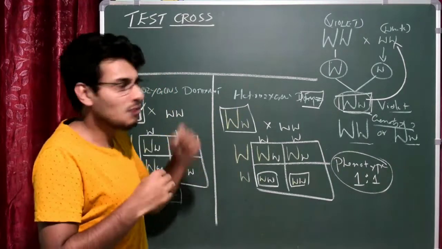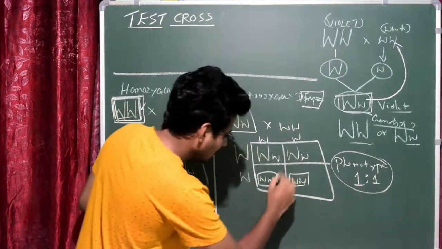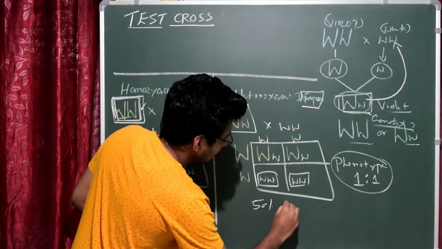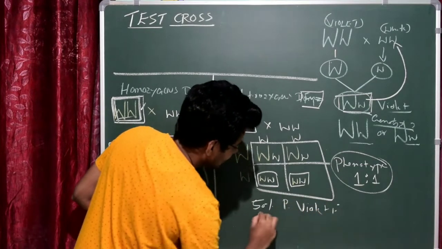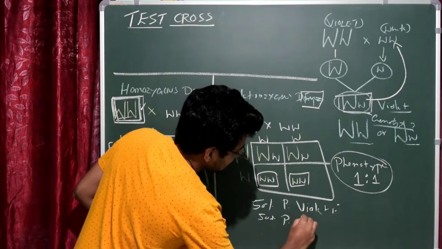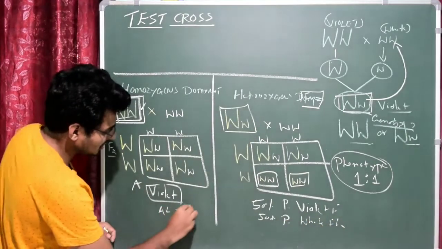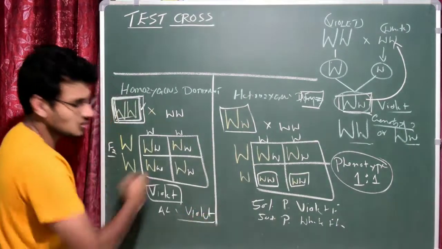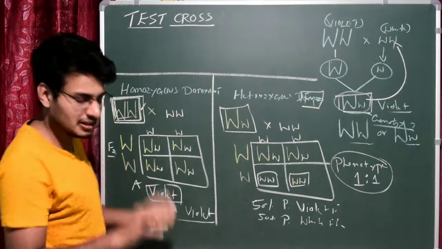Okay, so what is now test cross? Please write here the phenotypic ratio 1:1, and also write 50% plants have violet flower, and again 50% of the plants have white flower. That's it. Here all the flowers are violet. Okay, so simple actually. You have to write these two for the test cross if it is asked in the examination. Very simple actually.